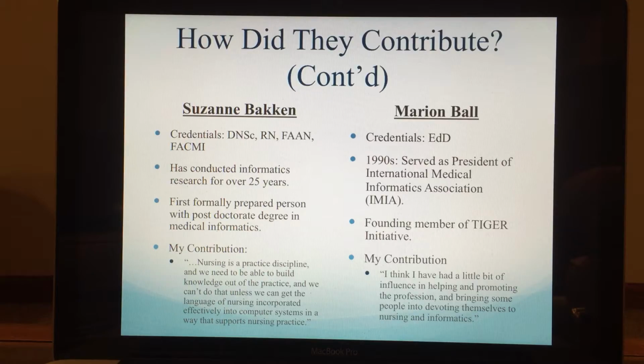The TIGER Initiative is focused on helping the nursing profession to adopt informatics tools, principles, theories, and practices that make healthcare safer. It makes it more effective and efficient, patient-centered, and ultimately equitable for all stakeholders. In regards to Marion's contribution to nursing informatics, she explains, "I think I have had a little bit of influence in helping and promoting the profession and bringing some people into devoting themselves to nursing and informatics."